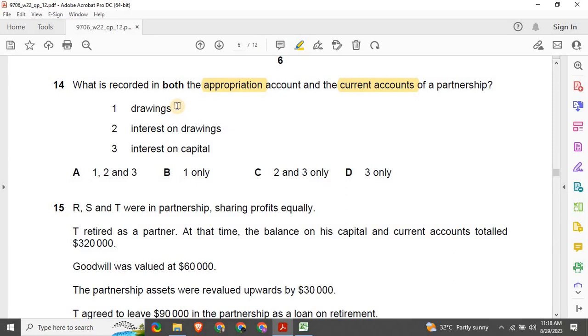Interest on drawings, however, will be recorded in the appropriation account and current account. And interest on capital is as well recorded in the appropriation account and current account. So options 2 and 3 are correct. Option C is your correct answer.